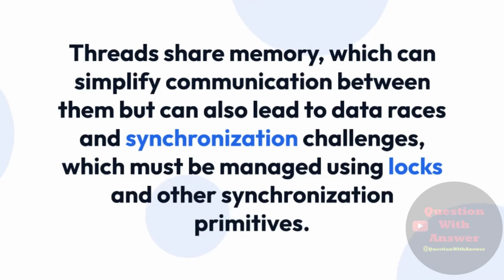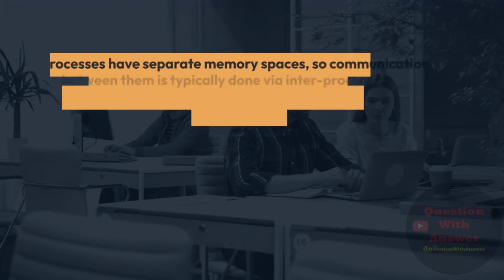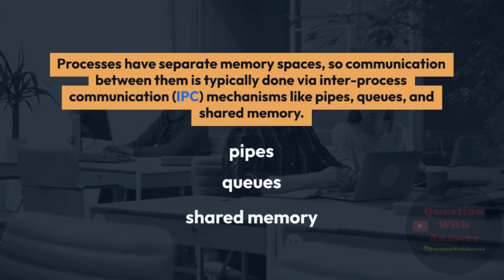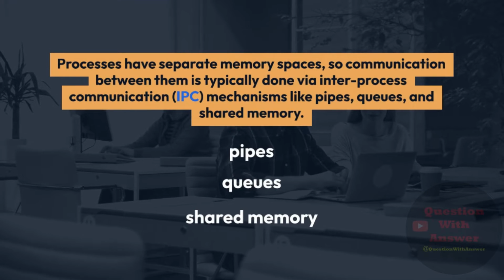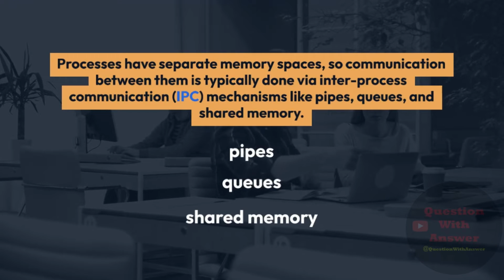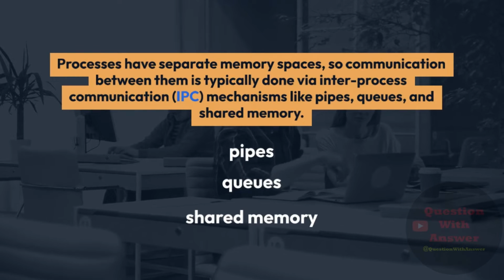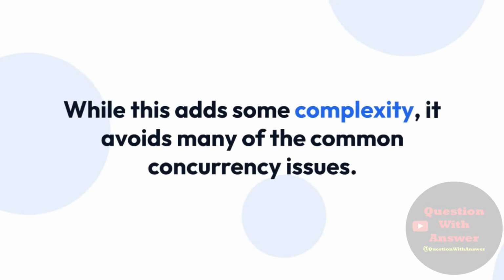4. Communication. Threads share memory, which can simplify communication between them but can also lead to data races and synchronization challenges, which must be managed using locks and other synchronization primitives. While processes have separate memory spaces, so communication between them is typically done via interprocess communication, or IPC, mechanisms like pipes, queues, and shared memory. While this adds some complexity, it avoids many of the common concurrency issues.